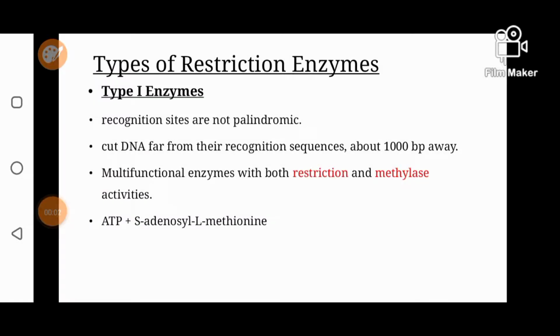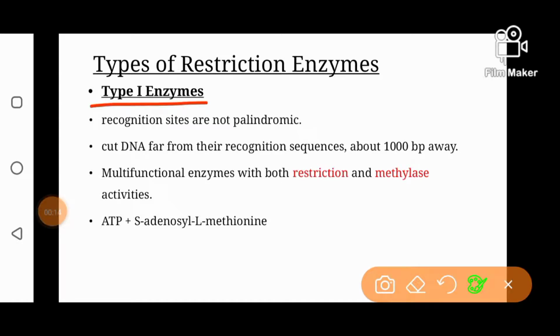There are various classes of restriction enzymes whose recognition sequences and cutting patterns are different from one another. Let's talk about a few types of restriction enzymes. Type 1 enzymes. The recognition sites or sequences for these enzymes are not palindromic. As we talked about earlier, some enzymes have recognition sequences which are read the same on the forward and backward strand. But these type 1 enzymes do not identify palindromic sequences. Another property is that they cut DNA far from their recognition sequences, roughly 1000 base pairs away, either upstream or downstream.